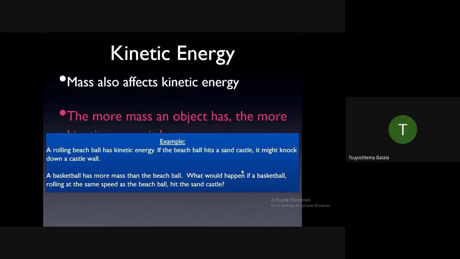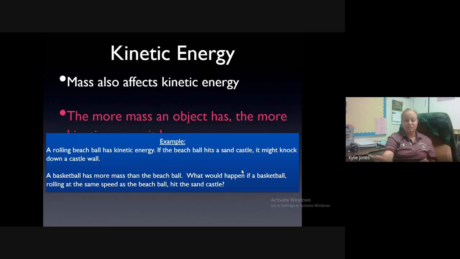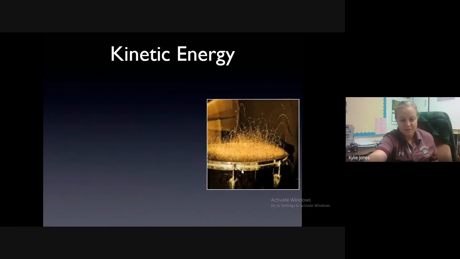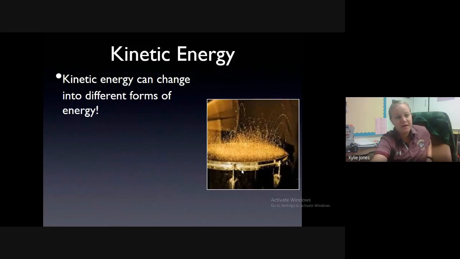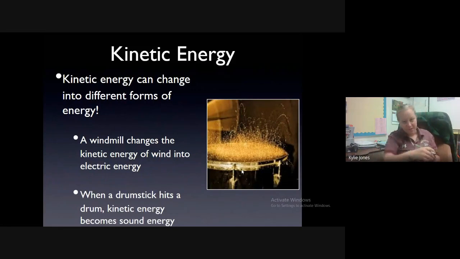Okay. So there's some stuff about kinetic energy. There's some more. Here we go. Kinetic energy can change into different forms of energy. So a windmill changes the kinetic energy of wind into electric energy. It's taking the energy of the wind that makes the windmill move and changing it into electrical energy so that it goes to the lights and stuff like that.